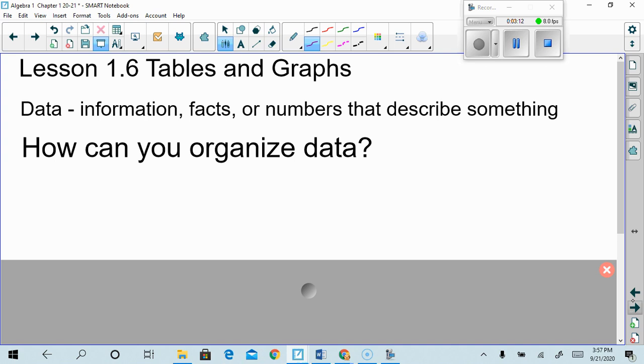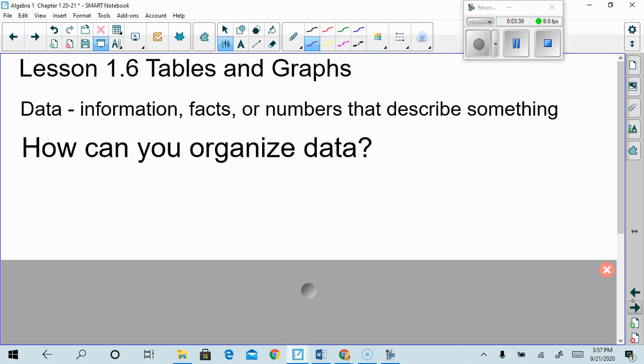On to our new lesson, and again, we're just about the end of chapter 1. We've got one more key, very important section coming up after this one. This is a pretty lighthearted one. Data. Data is information, it's facts, it's numbers, and they all describe something. So if I want to find out information about something, I'm going to, again, collect some facts, or perhaps numbers.